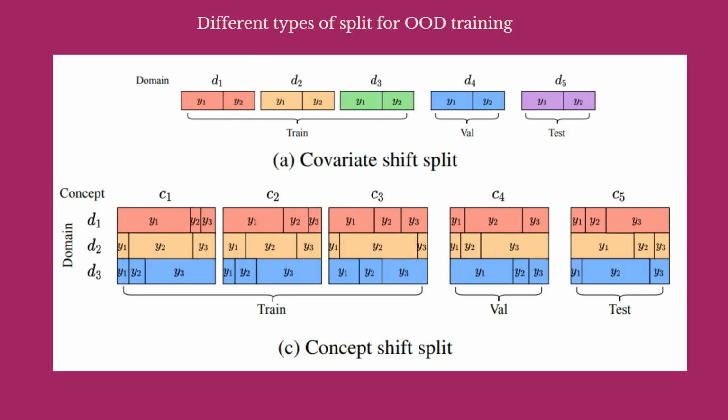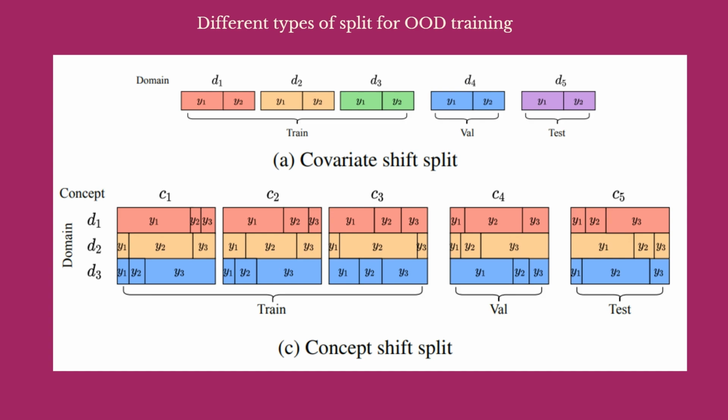In this figure, we can see that there are two ways to split data for training in out of distribution settings. In the first one, five domains are denoted as different colors, where each domain includes data of the same distribution. We sort the data set according to the domain, then group them into train, validation, and test sets. In the other illustration, the concept shift split, each concept includes all three domains, but each domain has spurious correlations with a specific output in a concept.